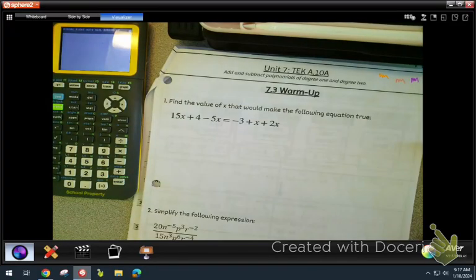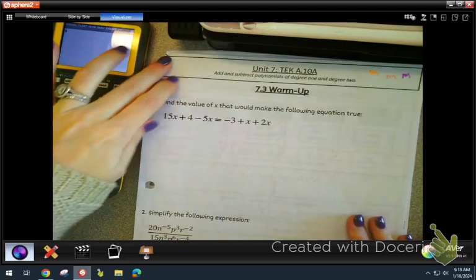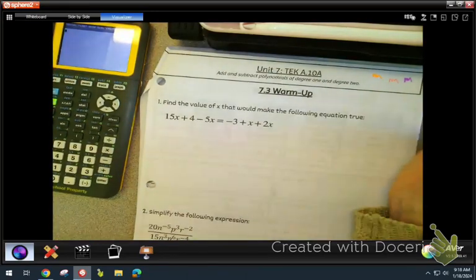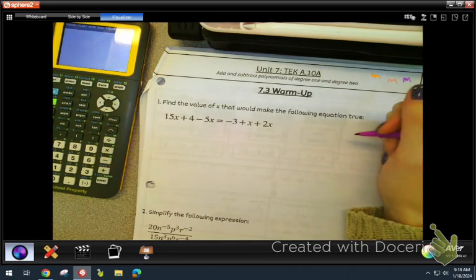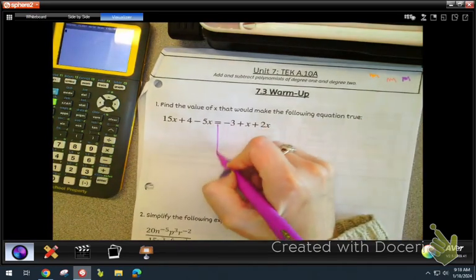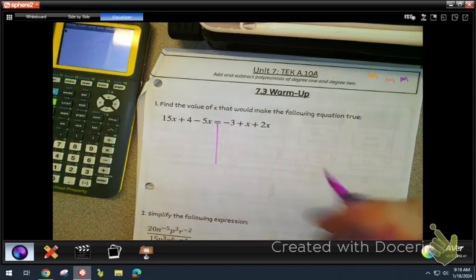All right, number 1, it was a solving problem. Okay, we're solving for x. When we solve, we check, do we need to distribute? Do I need to distribute on this problem? No parentheses. Then we need to check for like terms. Do I have like terms on this problem? Yes, I do. What are my like terms on the left?